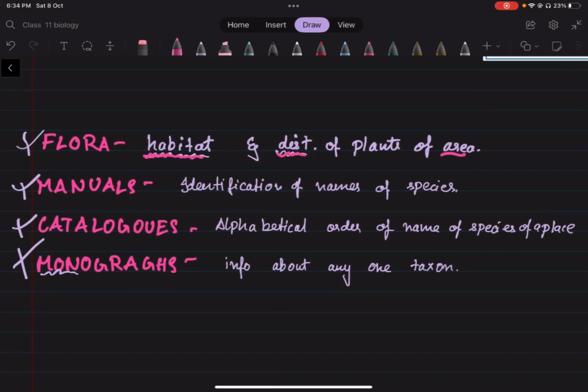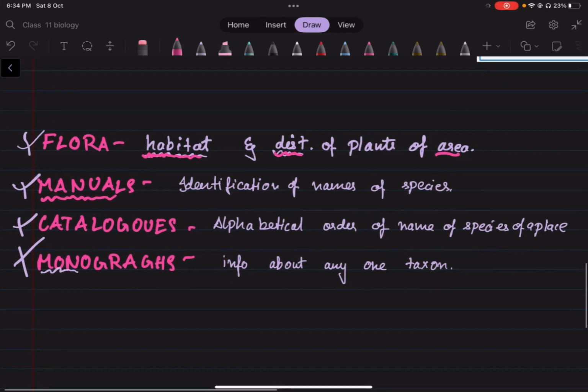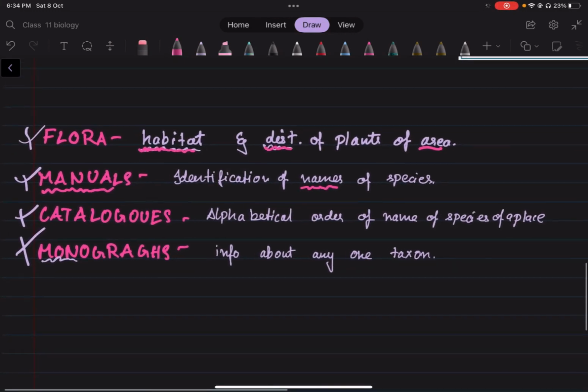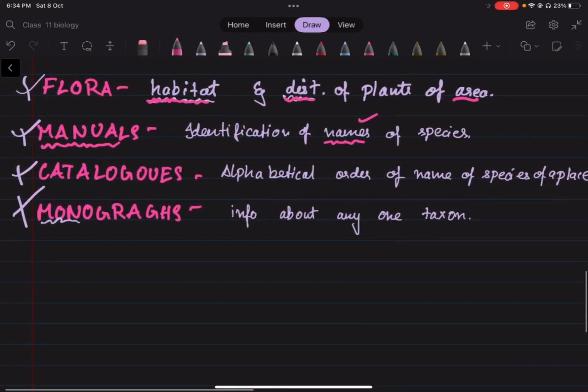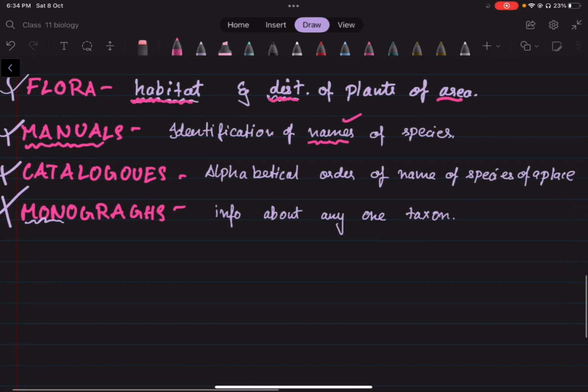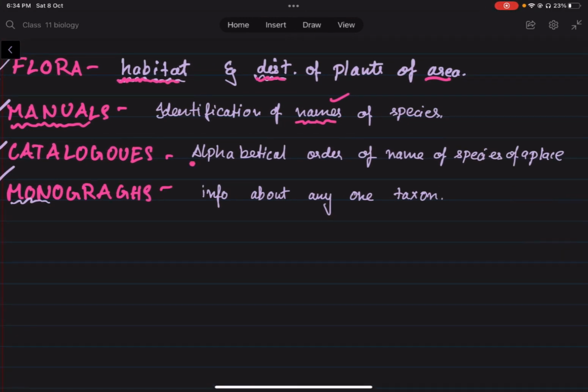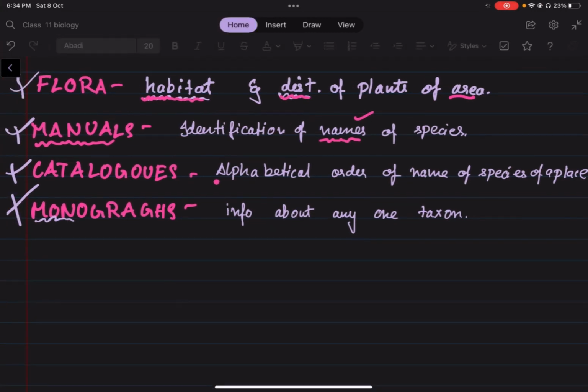Next is manuals. So what are manuals? Manuals, again, are a piece of information which helps us to identify the names of the organism. Suppose we have a few characteristics of that particular species, and according to that we can identify the names. Okay, so next is catalog. What is catalog? Catalog is nothing but an alphabetical order of the names of species of a particular space. Okay, it can have only plants, it can have only animals, it can have both, right?